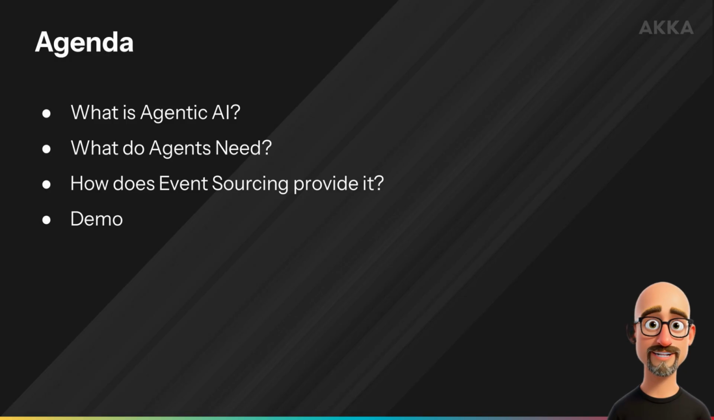In this video, I'm going to give a quick overview and background on what agentic AI actually means. From there, I'll talk about the pretty rigorous demands agentic AI puts on a system. And then I'll finish up with a discussion of how event sourcing, and specifically event sourcing with Akka, has everything we need.